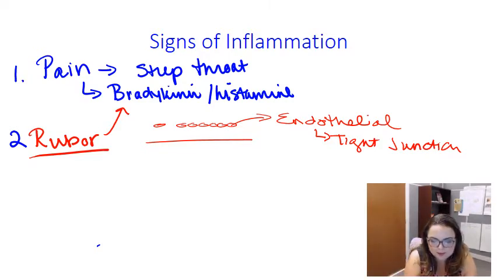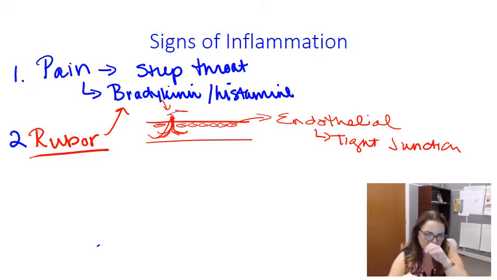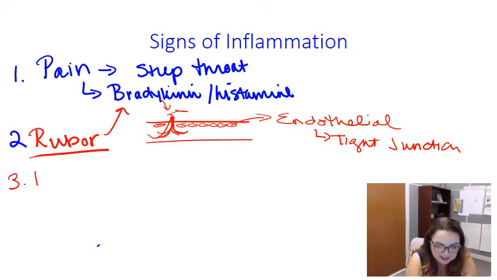So what happens is bradykinin basically comes in here and removes some of these tight junctions, or loosens them. And that way we're going to see more blood flow into the area. And when we see more blood flow, we also see more redness, okay, because of the greater blood flow to the area. The other thing that happens is we get an increase in heat.